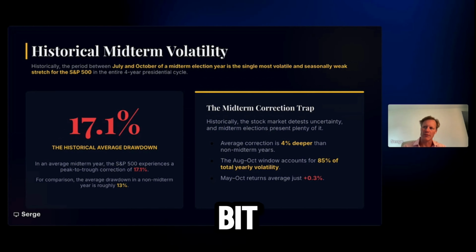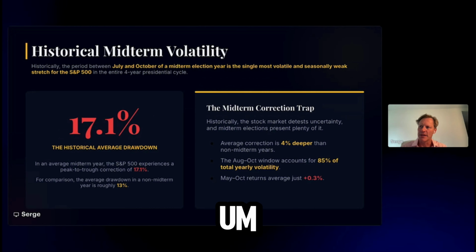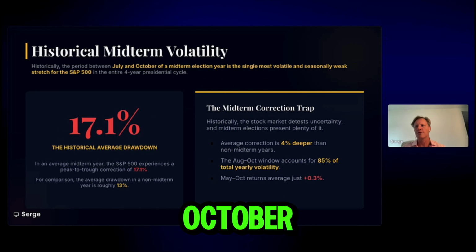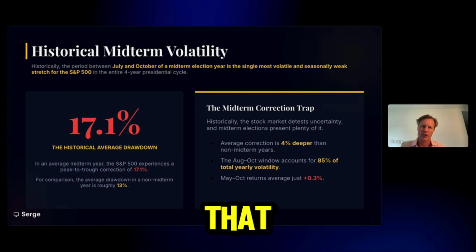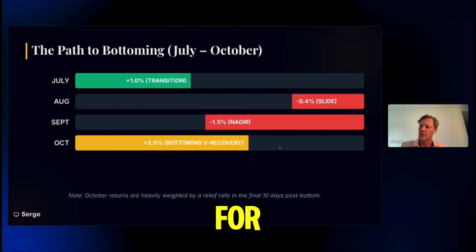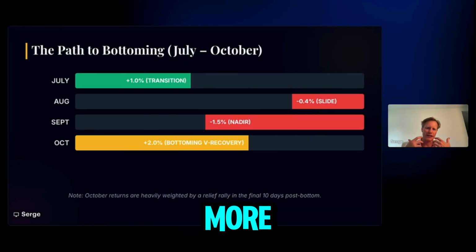We can go through this a bit more specifically, but the August to October period is typically what accounts for about 85% of that total volatility for the year. We're going to go into a lot more detail on this.